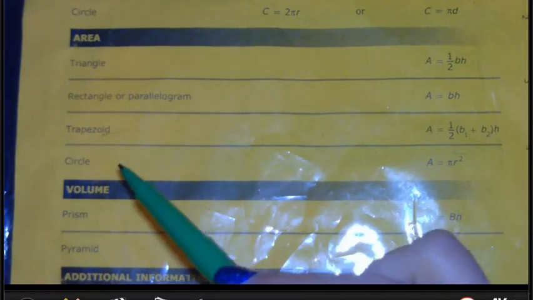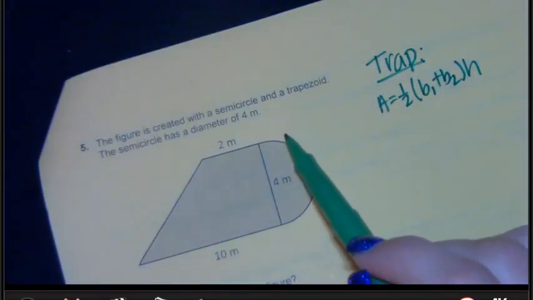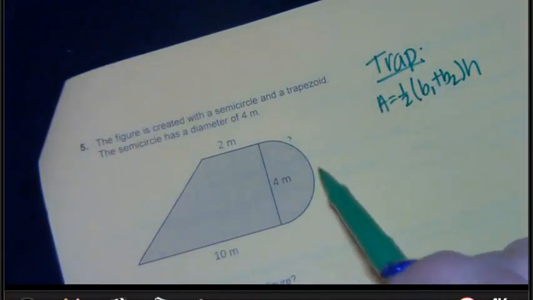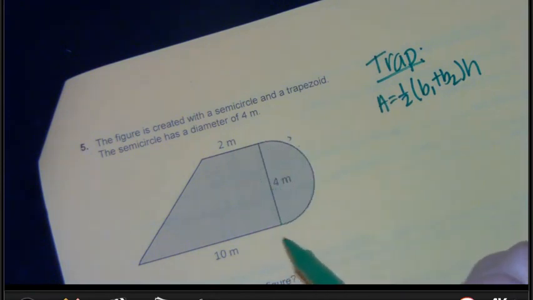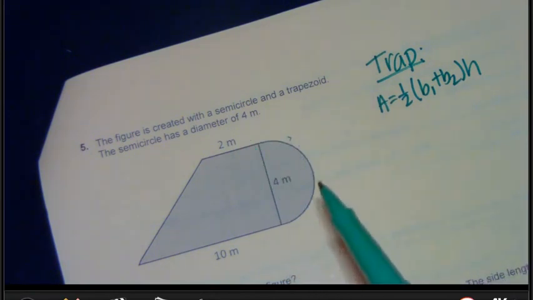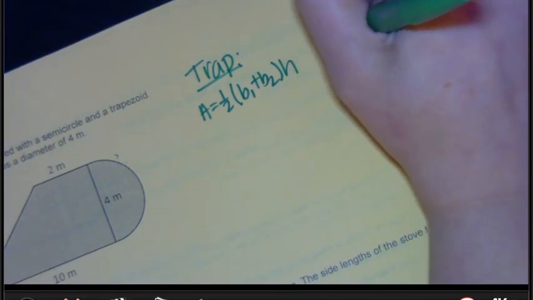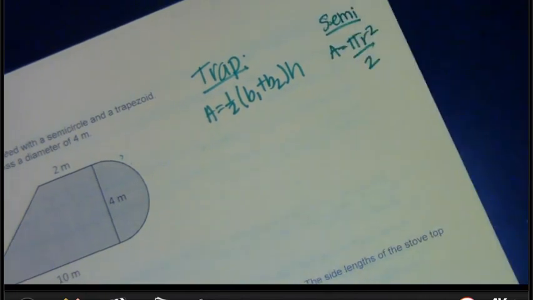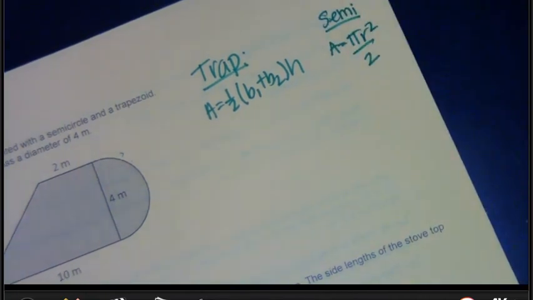Now, if you take a look at your reference sheet in the area section, you do not see the word semicircle, but you have to know and understand that a semicircle is exactly half of a circle. So we're going to take the formula for the area of a circle and divide it by 2. And so I'm going to write semi over here, and it's going to be area is equal to pi r squared divided by 2.